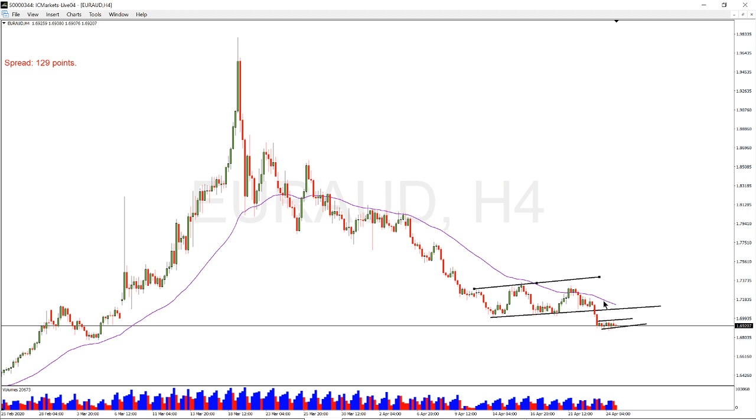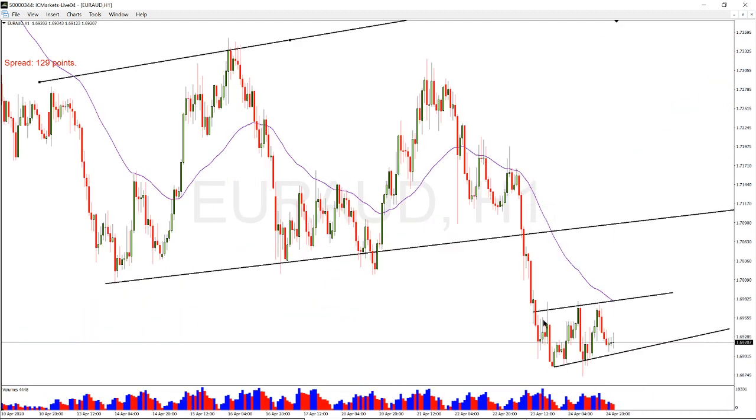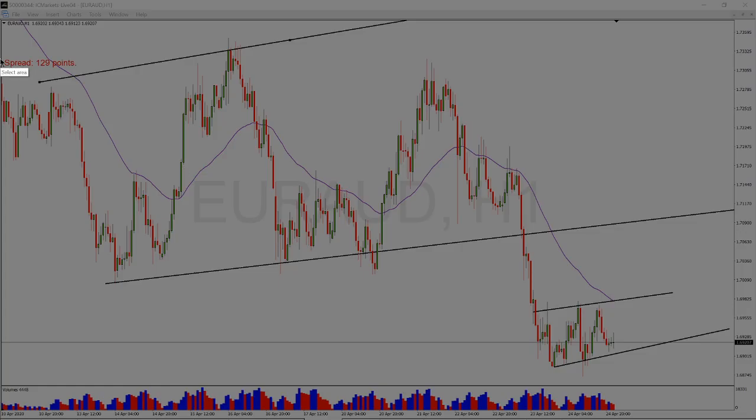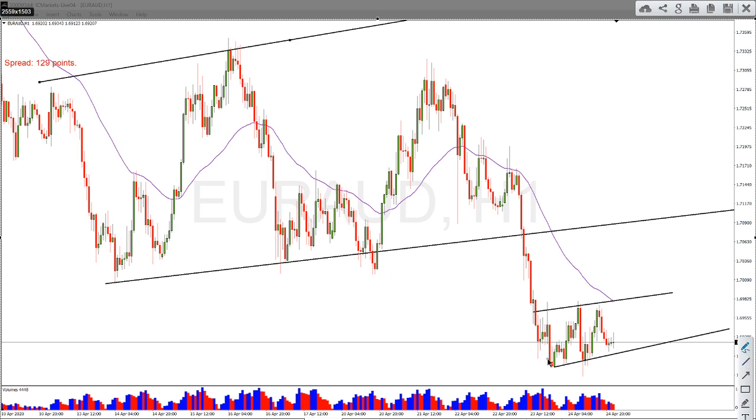It was a very nice channel. It broke down and, after an impulse wave, it's creating another correction pattern. A very, very good correction pattern. Because of Euro Aussie, I have a strong feeling that Euro Kiwi is going to follow the same. And this is how it's going to go.